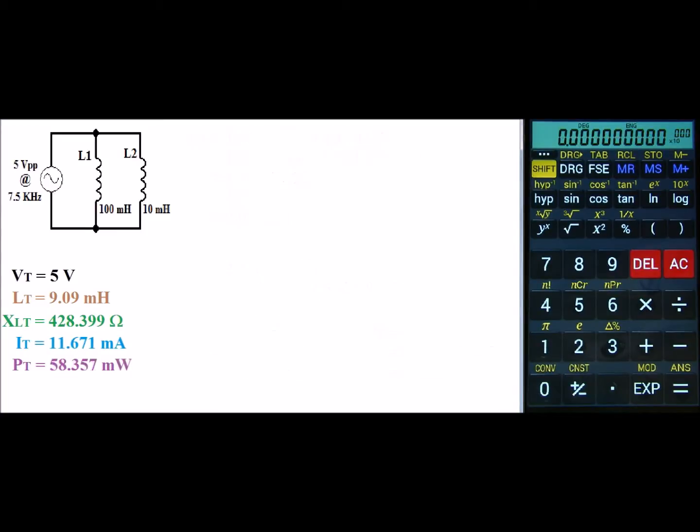Now that we've got the totals, we can look at the individual values. And we'll start with L1. This is a parallel circuit and voltage remains the same. So VL1 is 5 volts. XL1, the inductive reactance of L1, is equal to 2 times pi times F times L1, or 2 times 3.14 times 7.5 K times 100 milli.